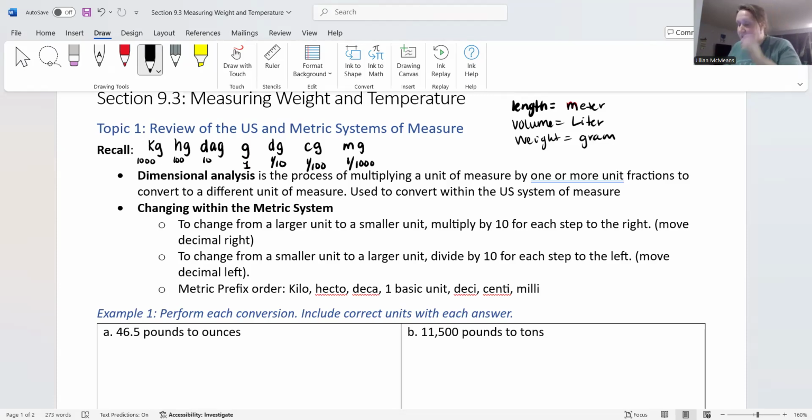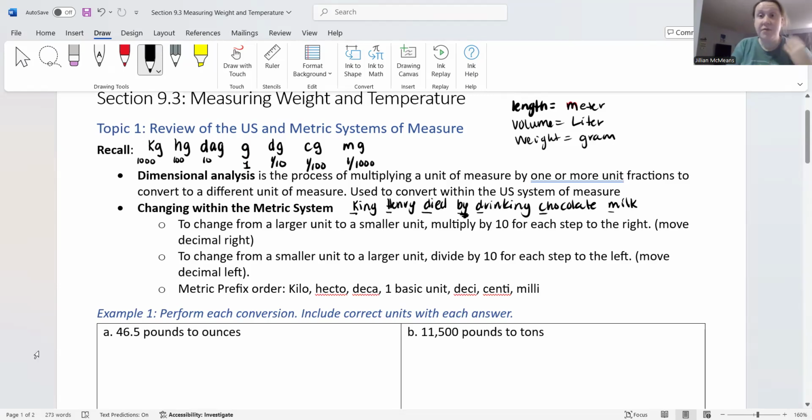Okay? So I did tell you that there's a sentence you can remember. I can't remember what you call these. It's not an acronym, but we have that King Henry died by drinking chocolate milk. And it can help you remember the order of the prefixes for the metric system. So kilo, hecto, deca, basic unit, deci, centi, milli.